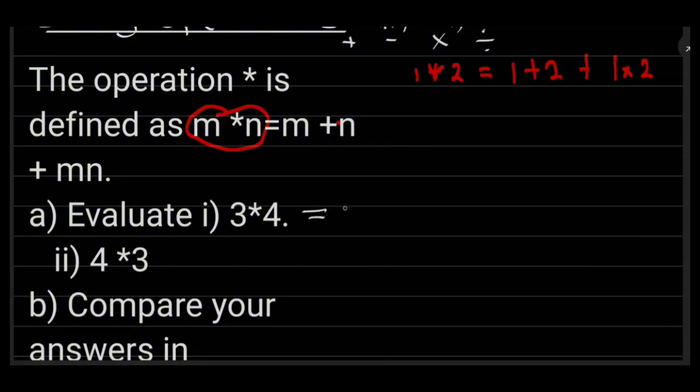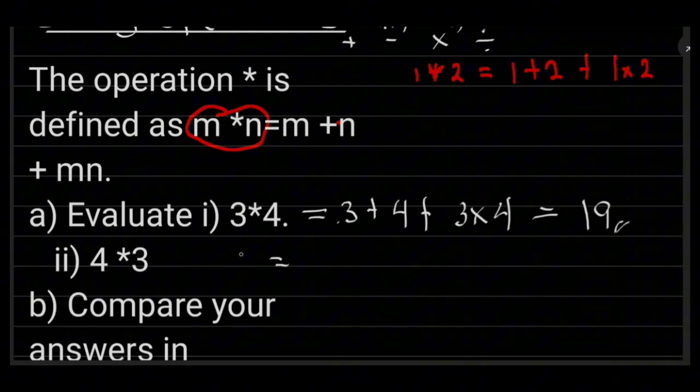This is going to give us 3 plus 4 plus 3 times 4. Working this out would give us 3 times 3 plus 4. 3 plus 4 is 7. Plus 3 times 4 would give us 12. So 7 plus 12 would be 19.